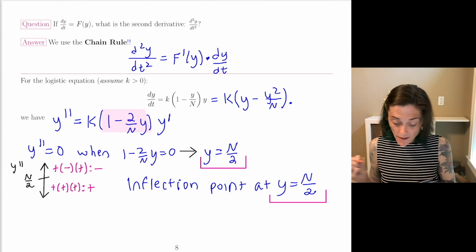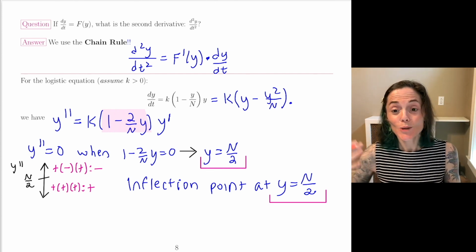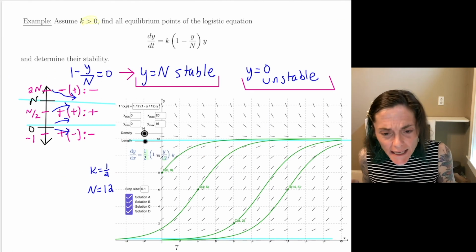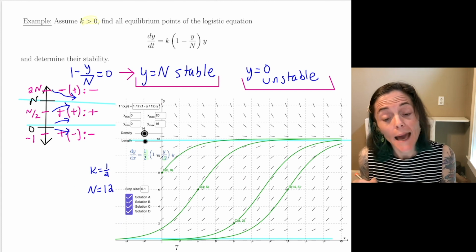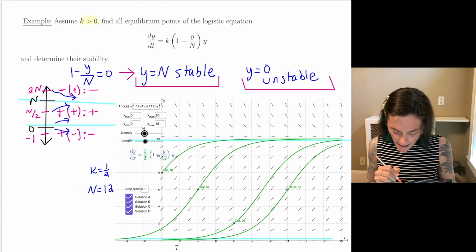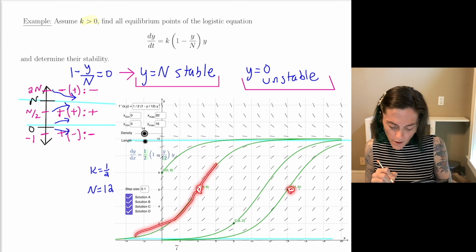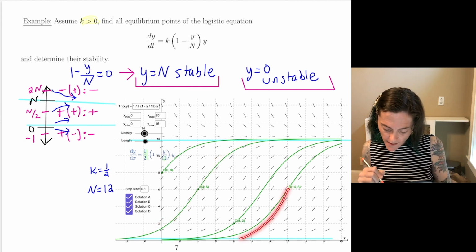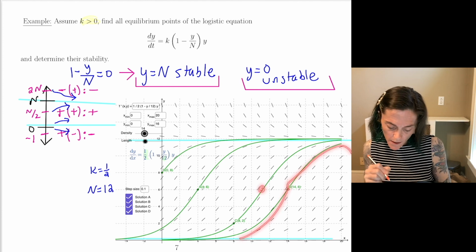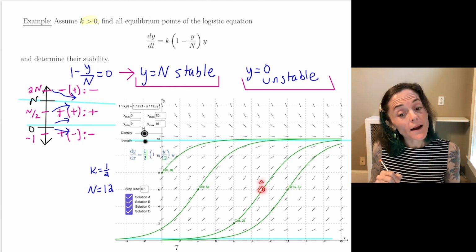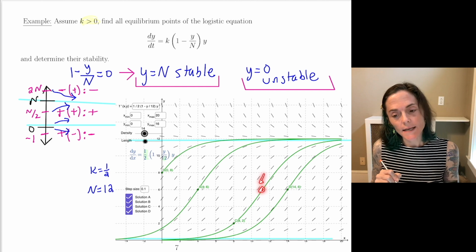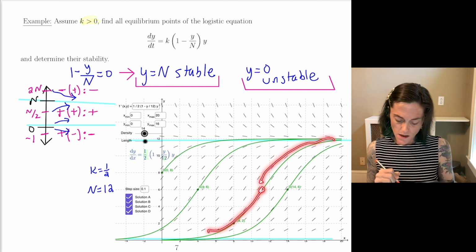And I think this is super cool. We can see it here in the graph. So here, capital N is 12. Here is 6 and 6, that's halfway. You see concave up, concave down. You see concave up, concave down. And this one, I don't have that point marked, but also at y equals 6, concave down, concave up.